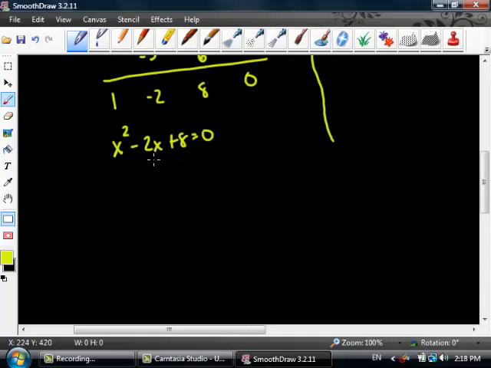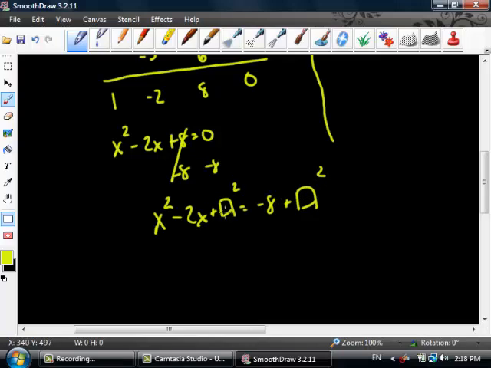Completing the square. The reason why is because this thing has coefficient 1 and this thing is even. Subtract 8 from both sides. X squared minus 2x equals negative 8. Add the box. This is a negative 1. This is a negative 1. X minus 1 squared equals, that's 1, so this is negative 7.